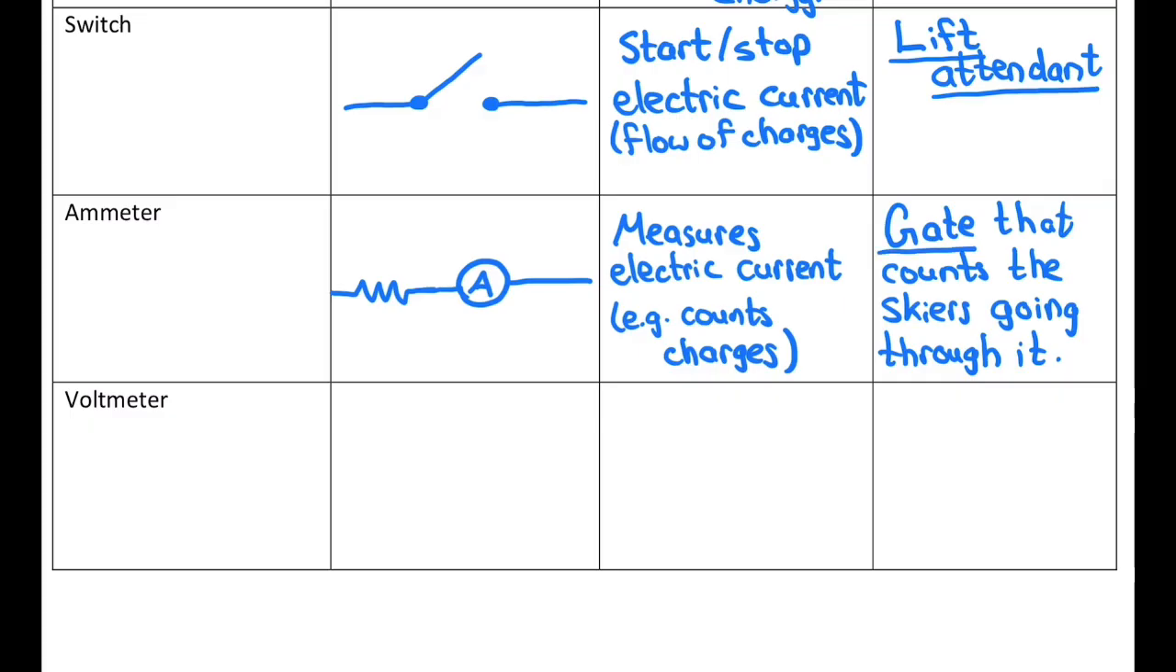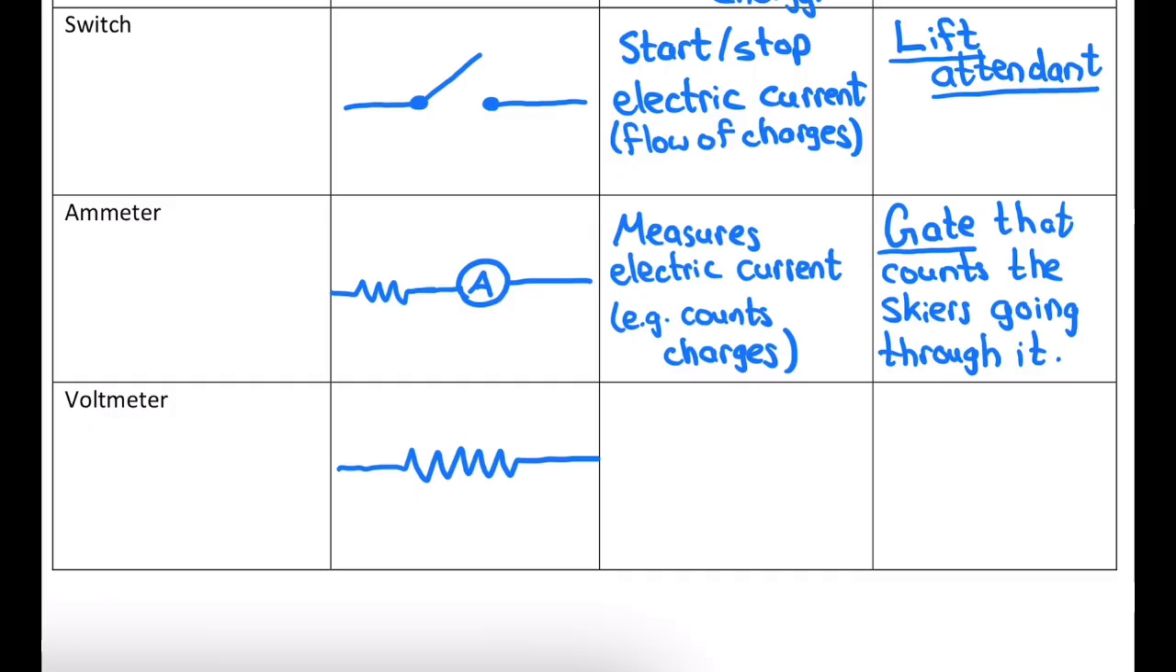And the last device I want to go over that we're going to include in some circuit diagrams is called a voltmeter, which is used to measure the difference in potential energy along one of the devices in our circuit. So let's say I have a circuit with some kind of device in it. Maybe this is a heater, maybe it's a motor, maybe it's a light bulb.